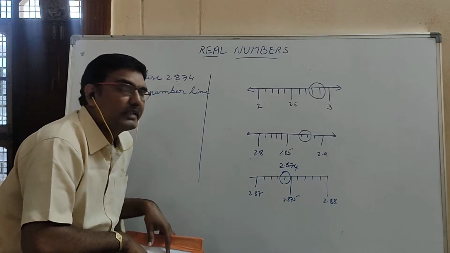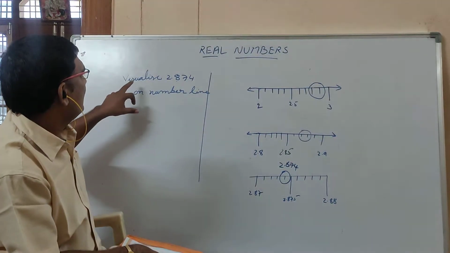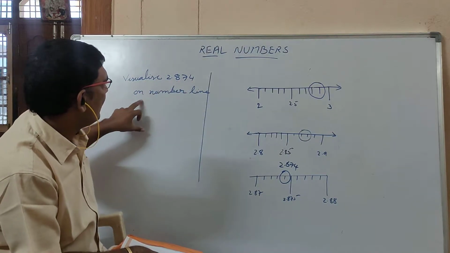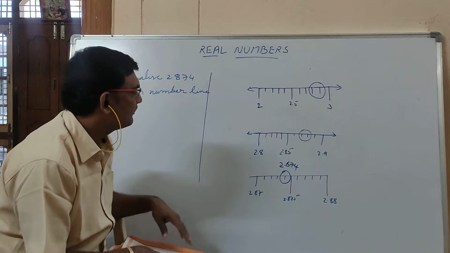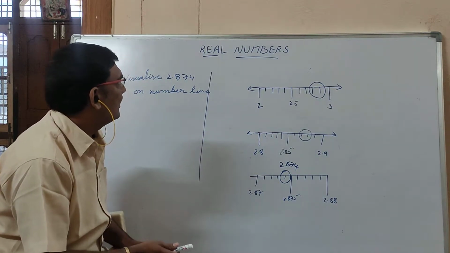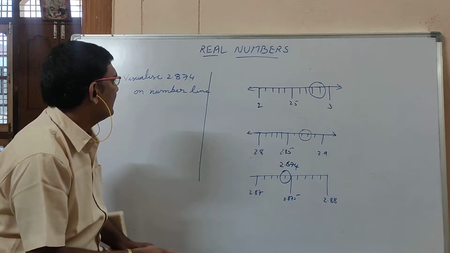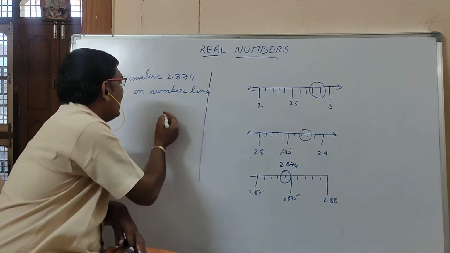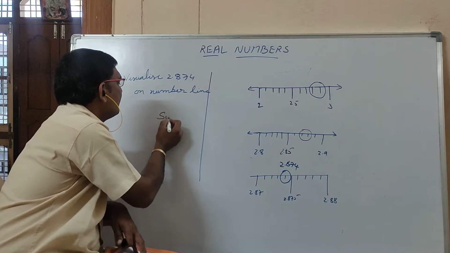Today we will discuss how to visualize 2.874 on the number line. It is a very important problem for annual examinations. How to do it? This problem can be given in another way, like successive magnification.